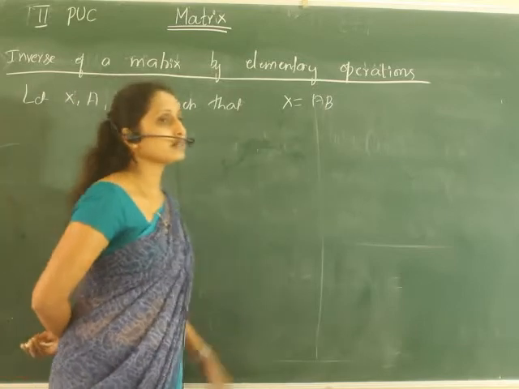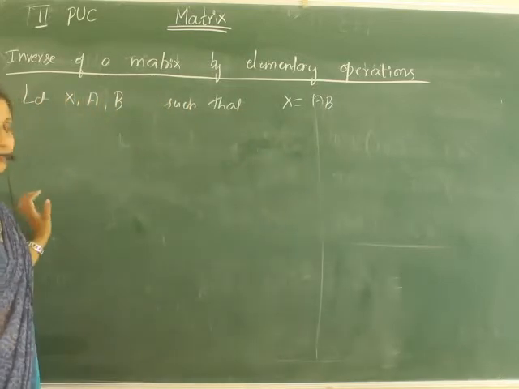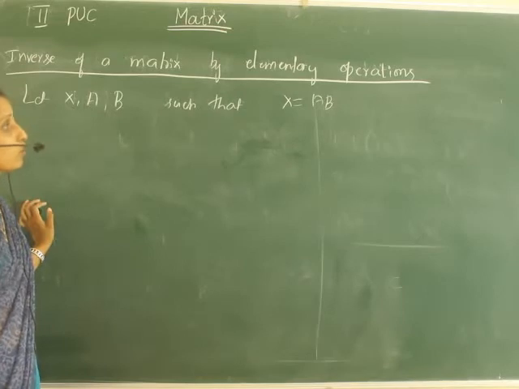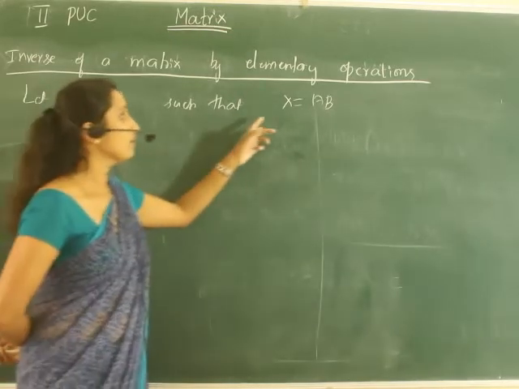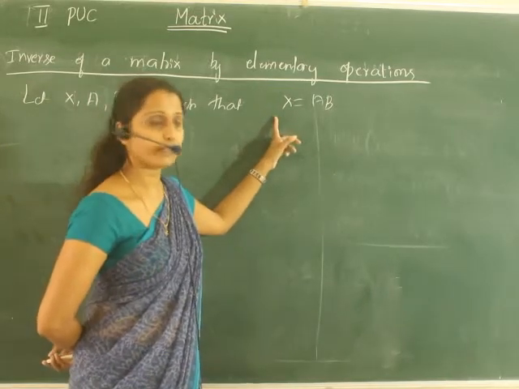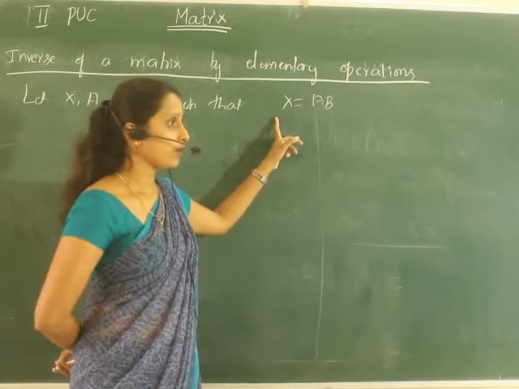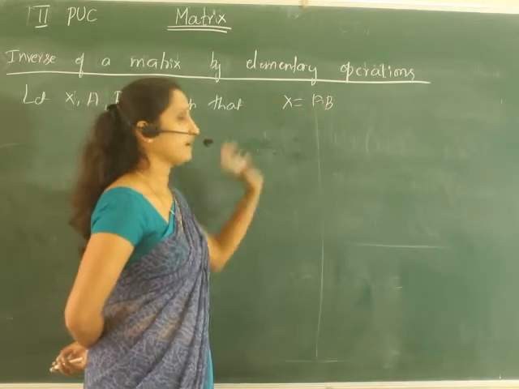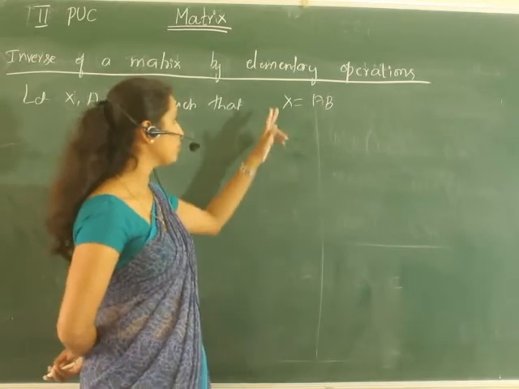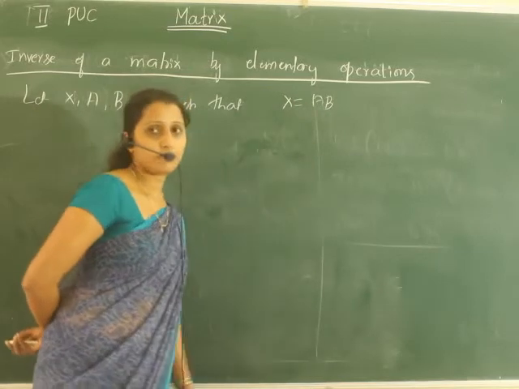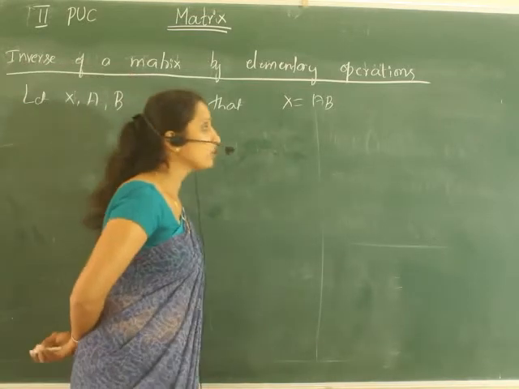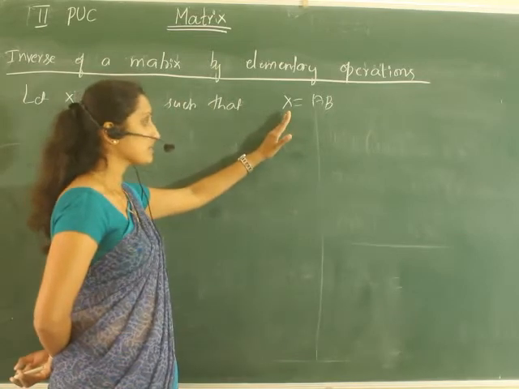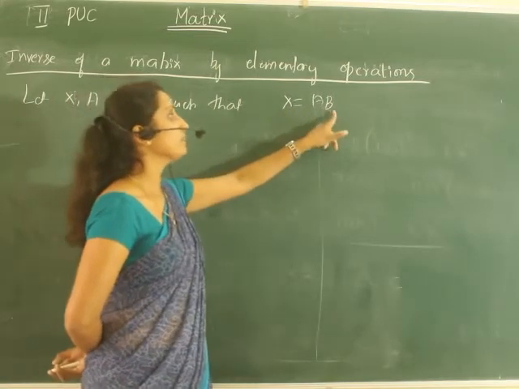If X is equal to AB is the relation, then to perform row operations we do the operation on the matrix X, and simultaneously we perform the same row operation on the first matrix. If it is a row operation, we perform it on X as well as on the first matrix. Suppose I want to perform a column operation, then I have to do the operation on the matrix X as well as on the second matrix B.